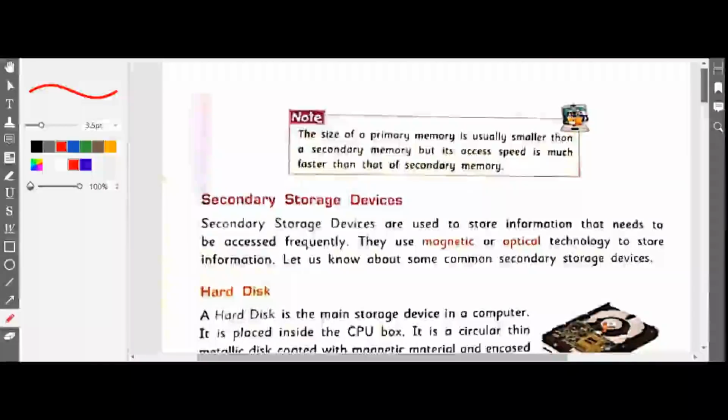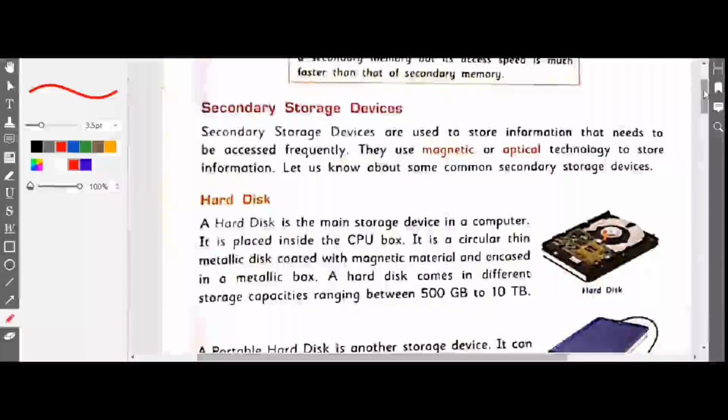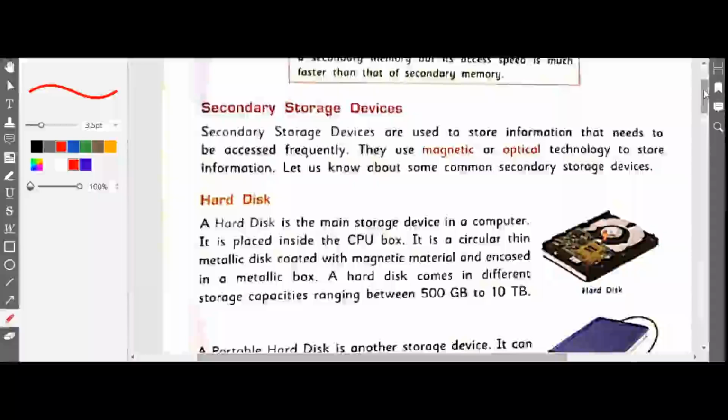So basically a secondary storage device is a device which can store your data. That means it has more capacity as compared to RAM. They use magnetic or optical technology to store your information. So which type of technology will it use? It will use magnetic technology or optical technology to store your data. The first one is the hard disk.